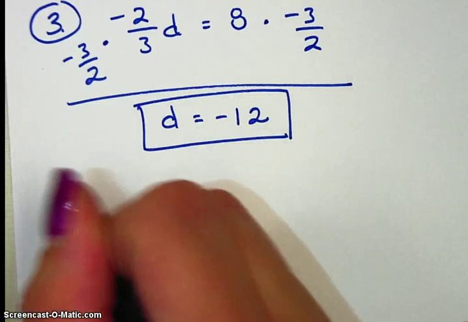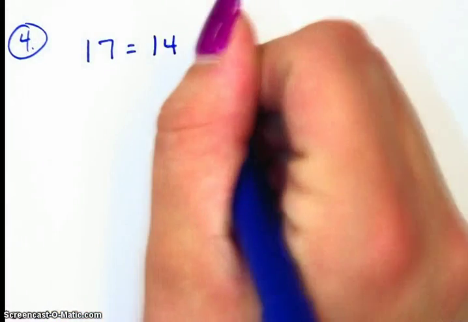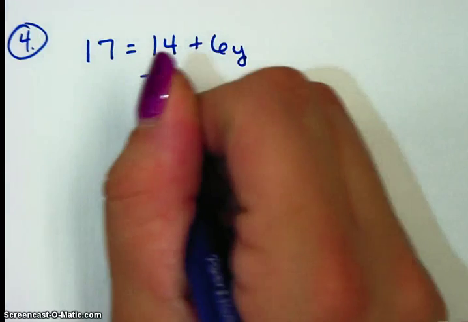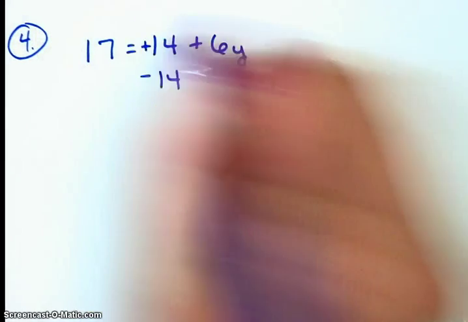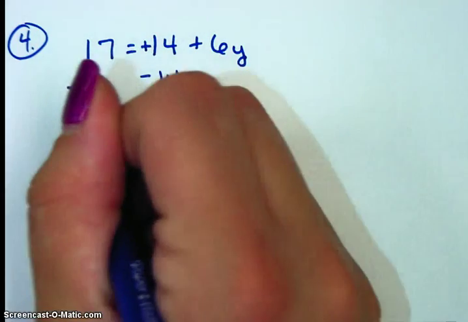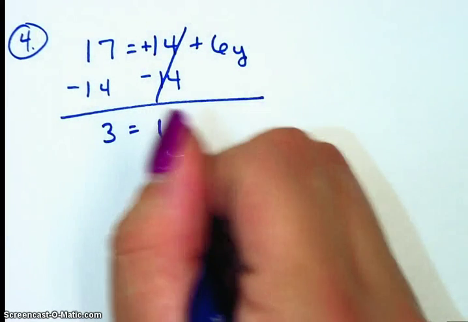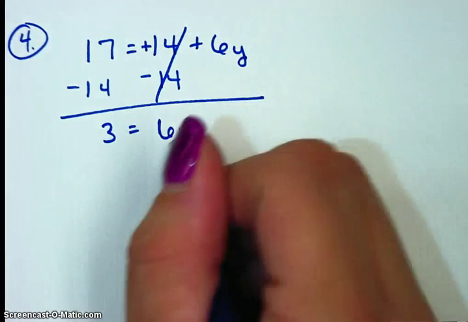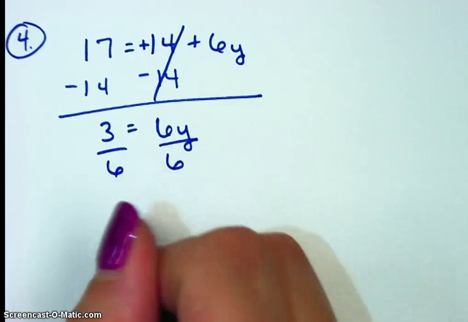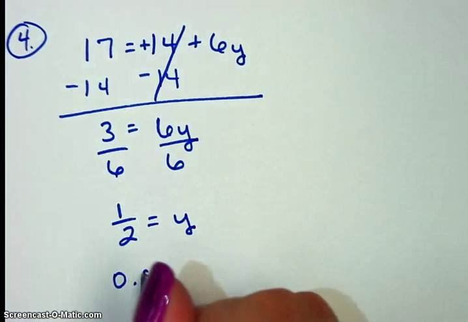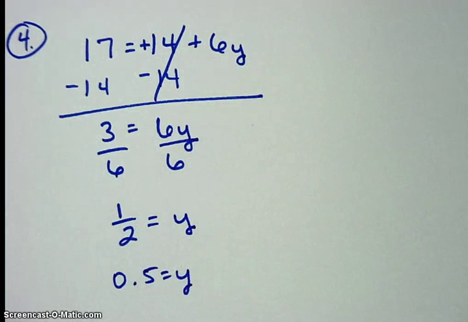Alright, number 4. So number 4 says 17 equals 14 plus 6y. So the first thing we're going to do is subtract the 14 because there's an understood plus in front of it. Do that from each side of the equals. That leaves 3 equals 6y. Then divide by 6. So that gives us 1/2 equals y. You could also say that's 0.5. Okay, either of those would work because they're both exact.